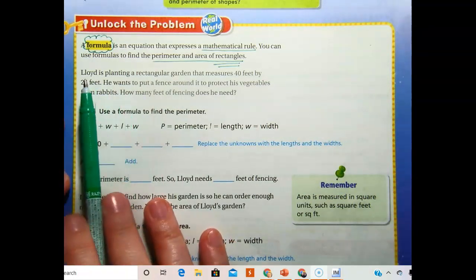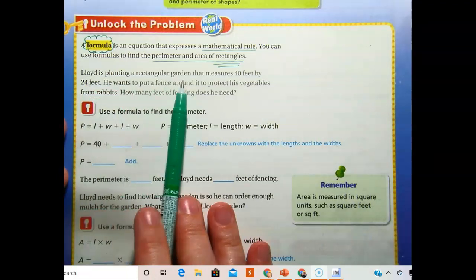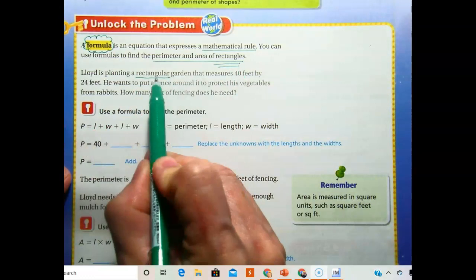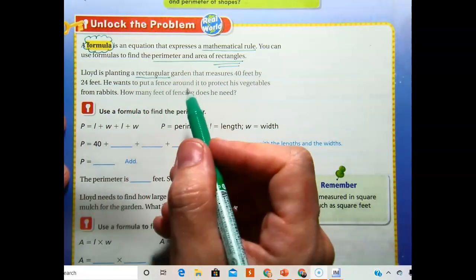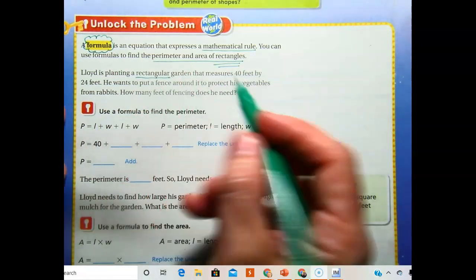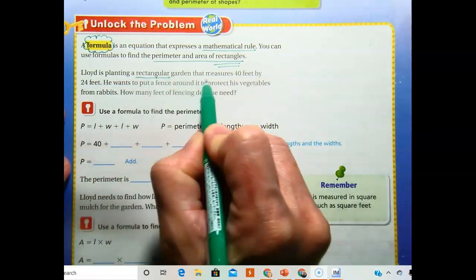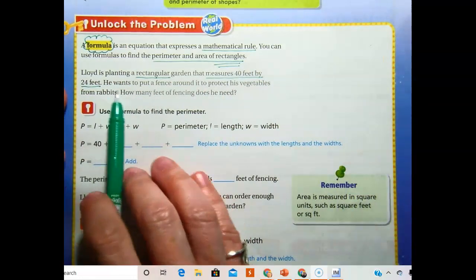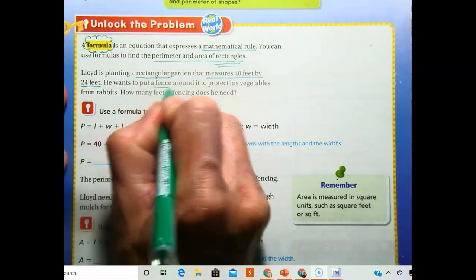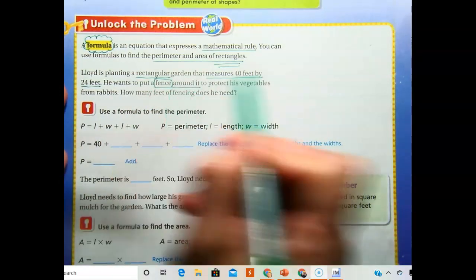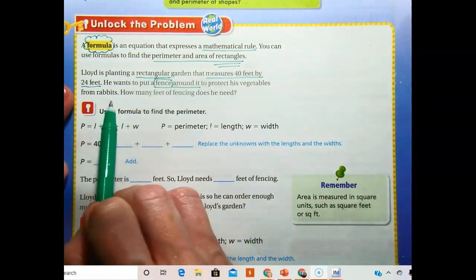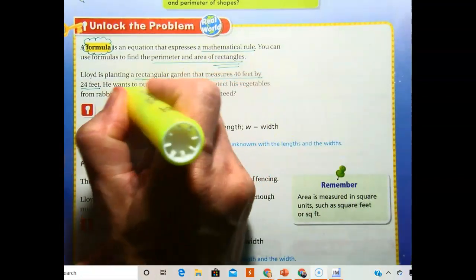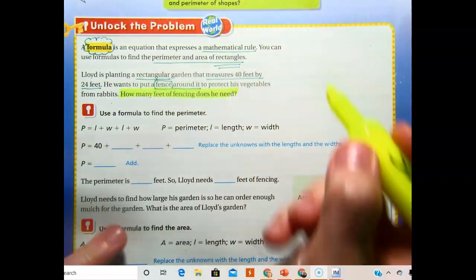Okay, so it says Lloyd is planting a rectangular garden that measures, and first of all, we need to know the shape. That's a big clue when you're thinking of geometry and measurement. Okay, Lloyd is planting a rectangular garden that measures 40 feet by 24 feet. He wants to put a fence. Now a fence, remember, it goes around. A fence around it to protect his vegetables from rabbits. Okay, so we need to ask this question. How many feet of fencing does he need?